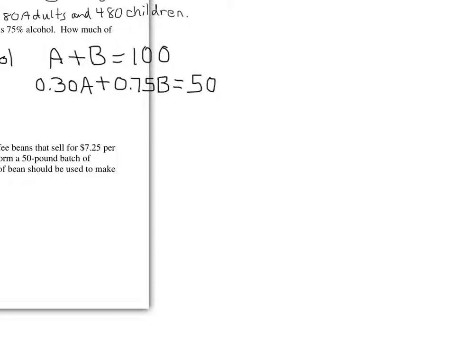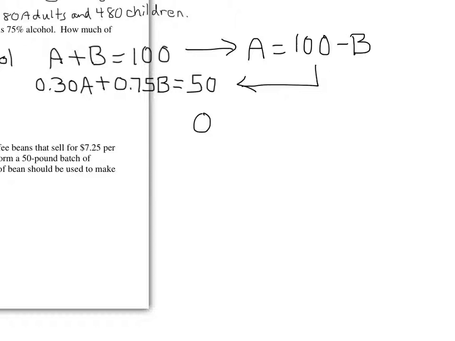I don't care which way I solve it. Substitution, elimination. We solved the previous example by elimination. Let's try substitution this time. Let's solve that first equation for A. It has a coefficient of 1, so I like it. So 100 minus B is A. And now we're going to take that information and put it into the second equation.